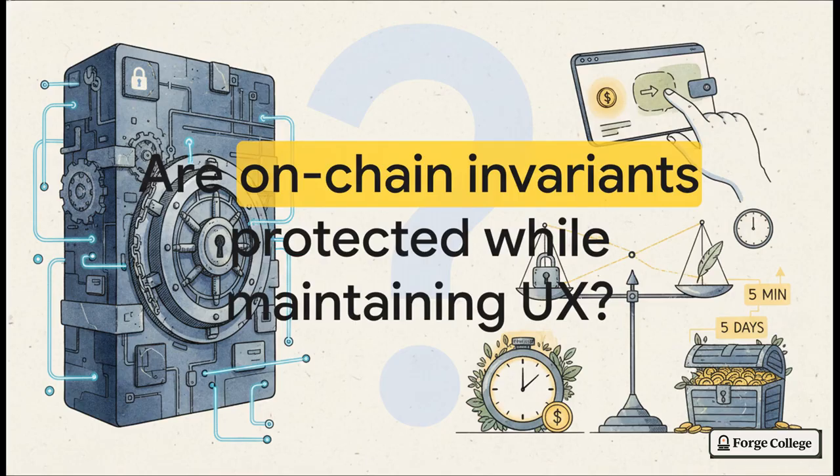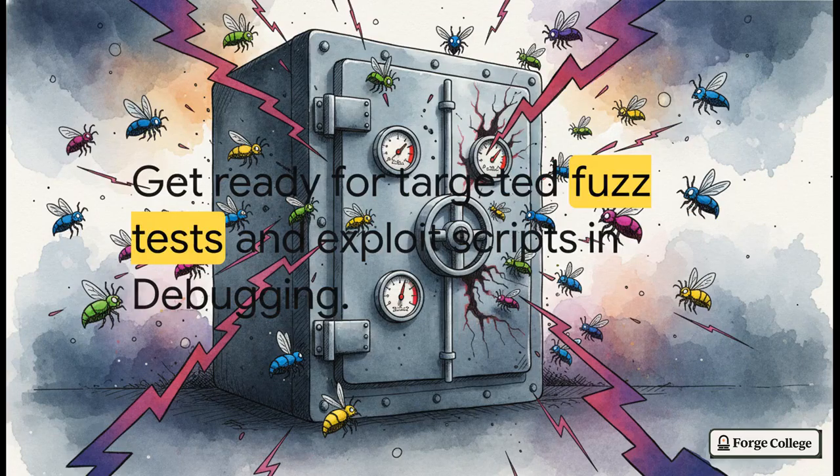A 5-day time lock on a $5 transaction? That's terrible UX. But a 5-minute time lock on a $1 million transfer? That's terrible security. You have to calibrate it perfectly. Once your demo is totally airtight and you've dialed in that perfect balance, we'll move to the next lesson in the module where things get truly chaotic.